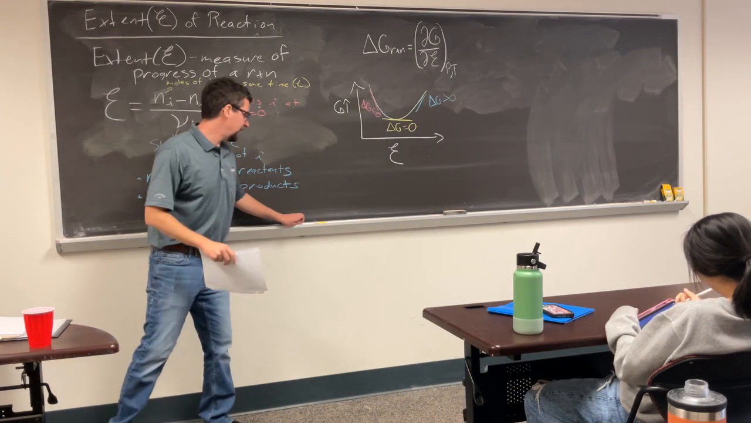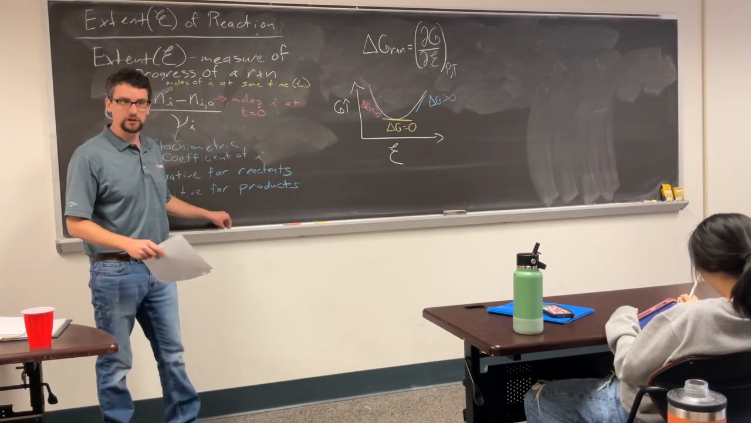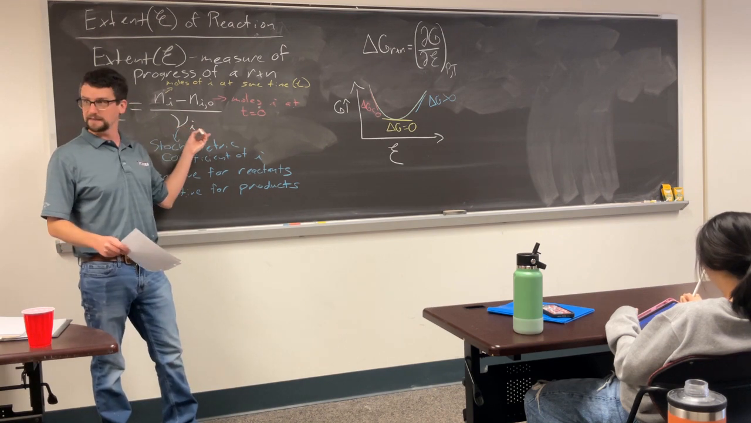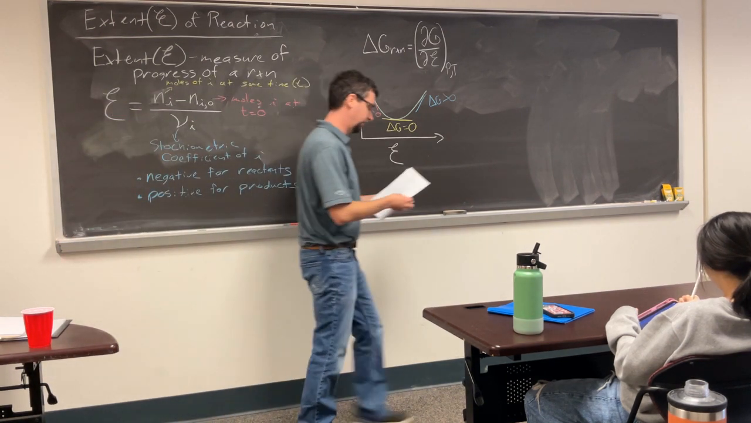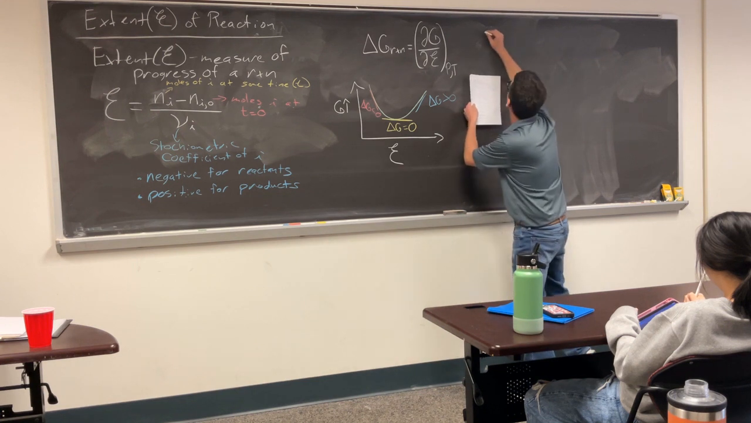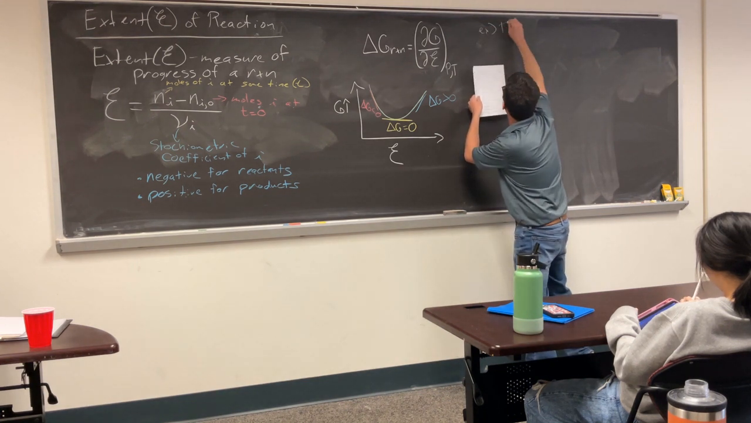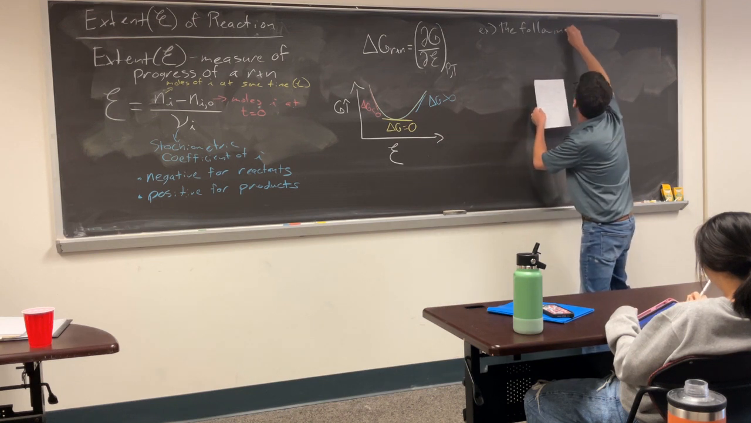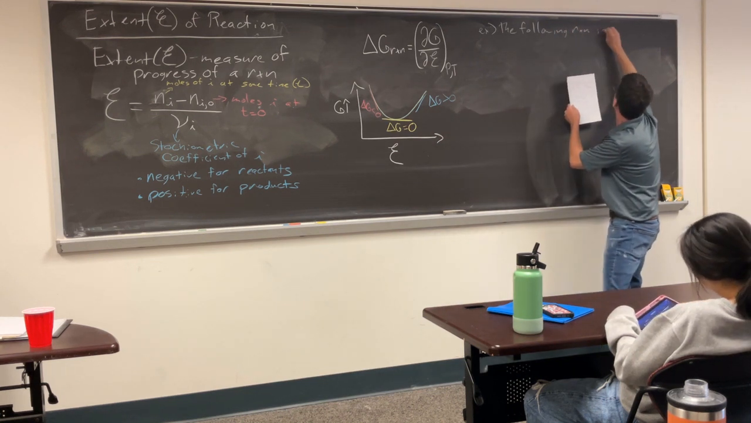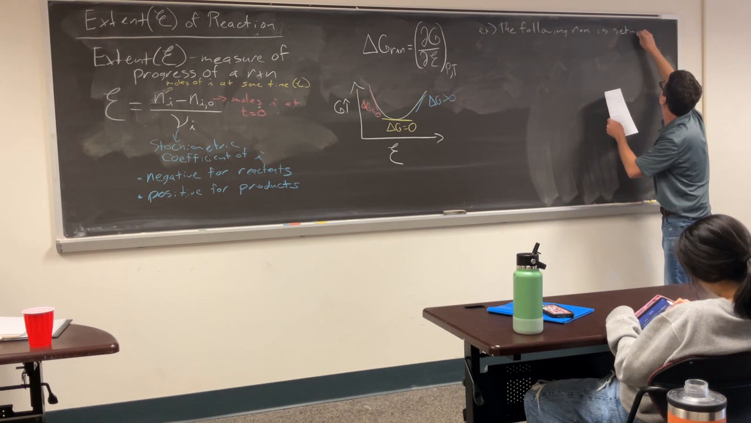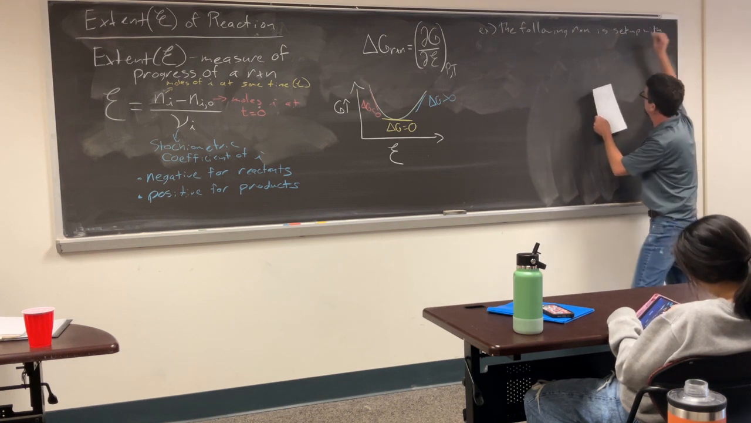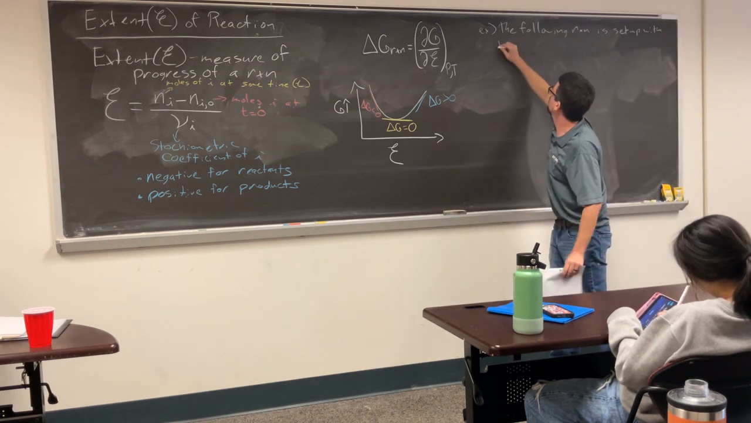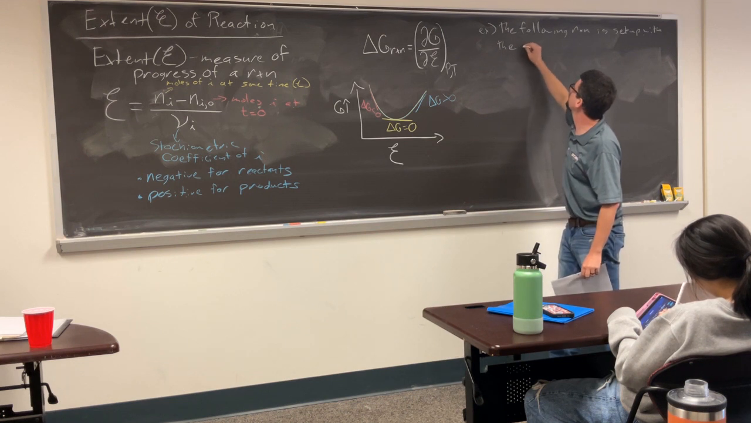Okay, let's look at a chemical reaction though, one where we can calculate the extent, so we're going to see some interesting stuff with that. Example: the following reaction is set up with the initial conditions.